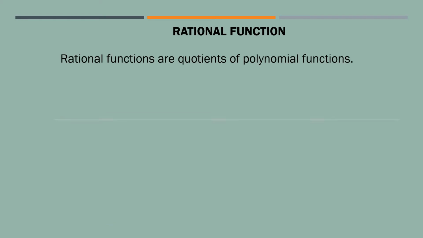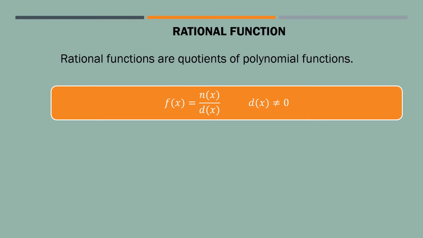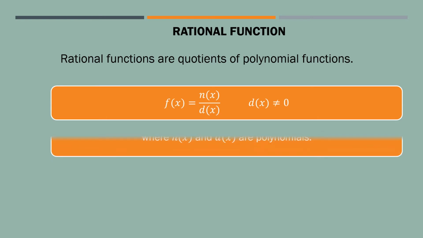Rational functions are functions which are obtained by dividing one polynomial by another. That is, it is the quotient of two polynomials, say n of x and d of x. Both n of x and d of x are polynomials, and the denominator is not equal to 0.